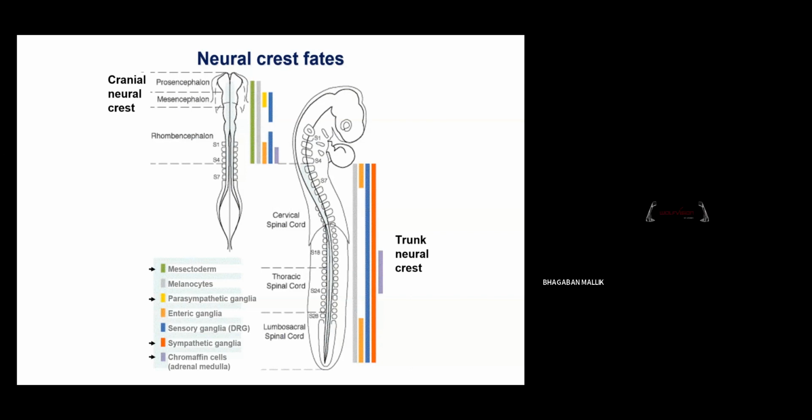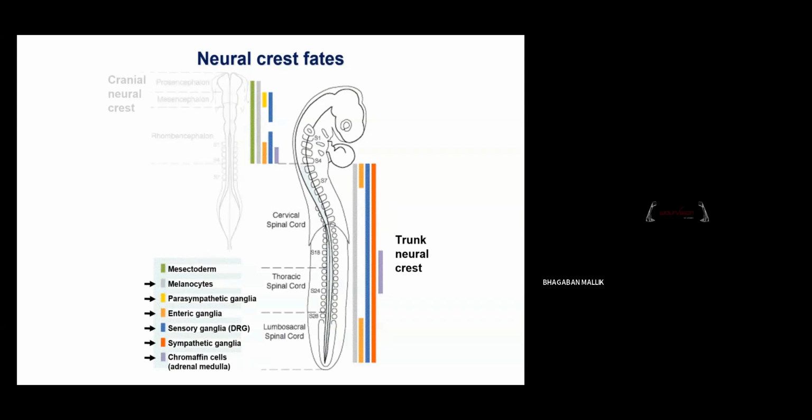Like you have two distinct kinds of neural crest: cranial neural crest from the anterior portion of the brain, and trunk neural crest from mostly the spinal cord, the posterior portion of the nervous system in the developing embryo. And this is the fate map showing which type of neuron is derived from which type of neural crest. So just go over this, and you will come to know.